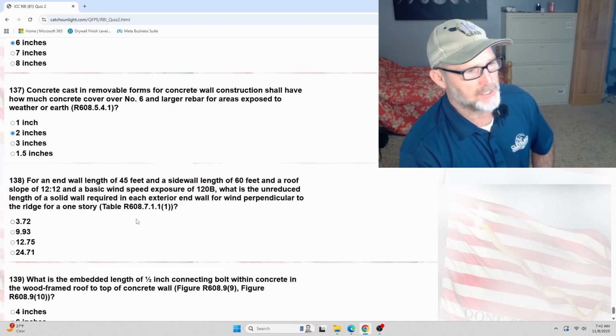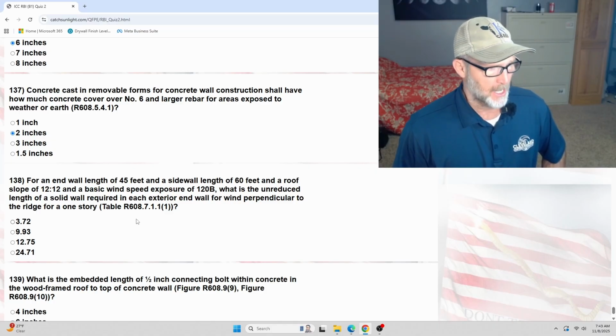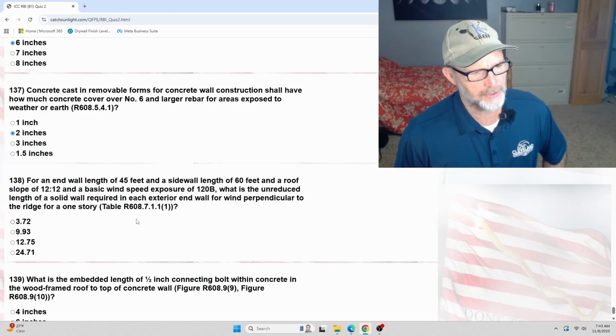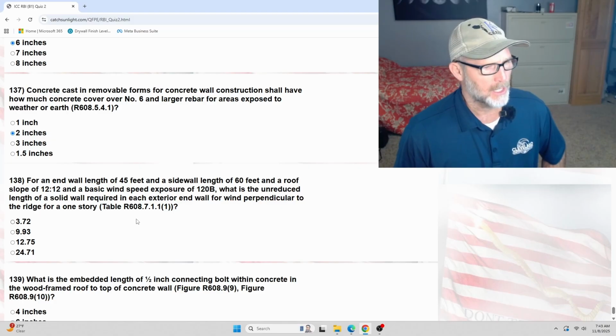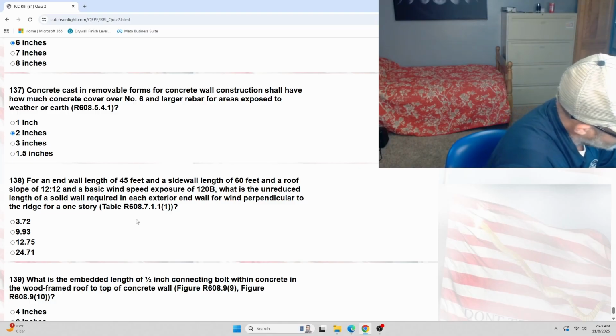All right, 138. This is what it says. For an end wall length of 45 feet and a sidewall length of 60 feet and a roof slope of 12:12 and a basic wind speed exposure of 120 B, what is the unreduced length of a solid wall required in each exterior end wall for when perpendicular to the ridge for a one-story structure? It's a lot of details. Let's look at table R608.7.1.1 (1). There we go.